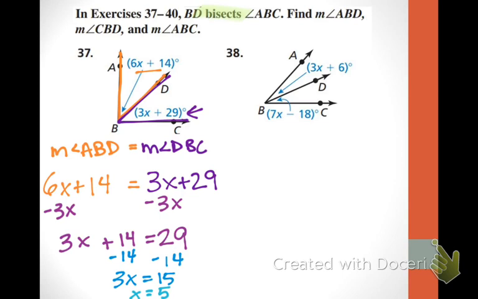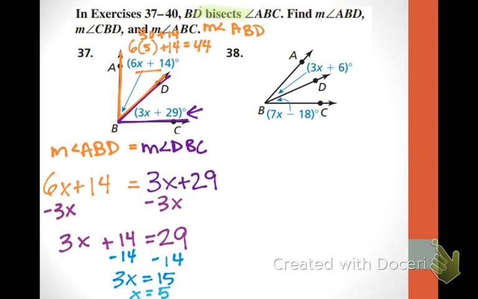Do I circle that? No. What I will do is plug it back in. So plug it back in to my first angle, ABD. What is 6 times 5? 30 plus 14 is 44. So we're going to name it the measure of angle, what is it? ABD is 44.